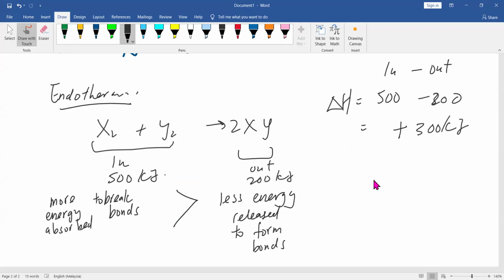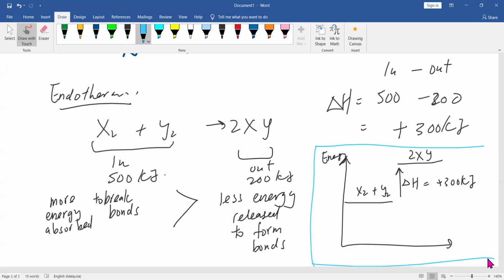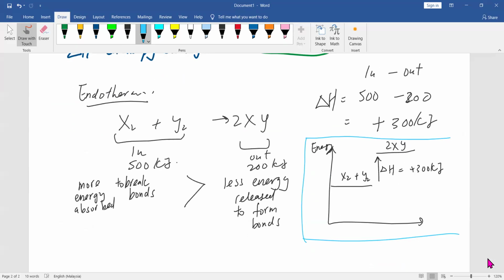All right, can. So obviously, how will this graph look like? Simple one. It will look like this: x2 plus y2 go up. Ta-da! xy. Enthalpy change positive 300. Kilojoule and kilojoule per mole is the same. Okay, now I have a very important question. What if I ask you to include activation energy? Can you try and draw the one with activation energy? This is the one without.